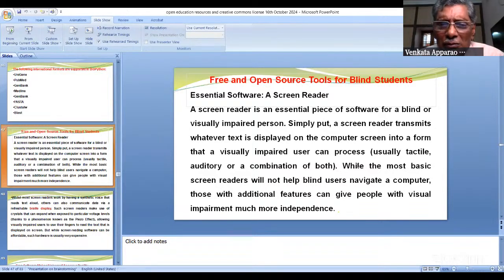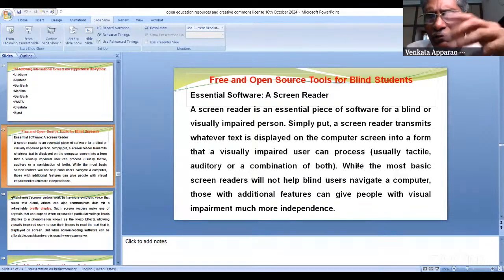I have given several examples on inclusivity and student diversity, diverse learners, and all that. Then one of the participants asked me whether there are any free and open source tools for blind students. Otherwise, how can we teach the blind students in the same classroom? The colleges may find it very expensive if there is only one blind student. Then whether there are any free and open source software. At that point of time, I could not answer.